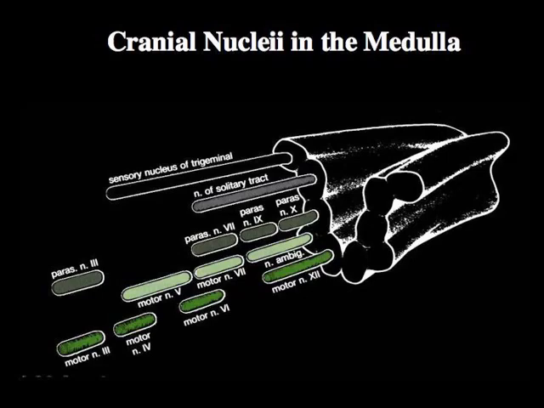I talked about the outflow of the autonomic nervous system being intermediolateral, and you can see this if you look at the cranial nuclei in the medulla. This is a section of the middle of the medulla oblongata. The structure in the middle here is the fourth ventricle, and the cranial nuclei are around it.